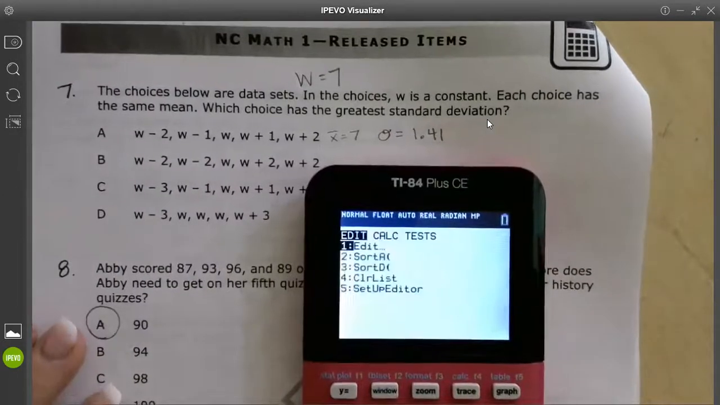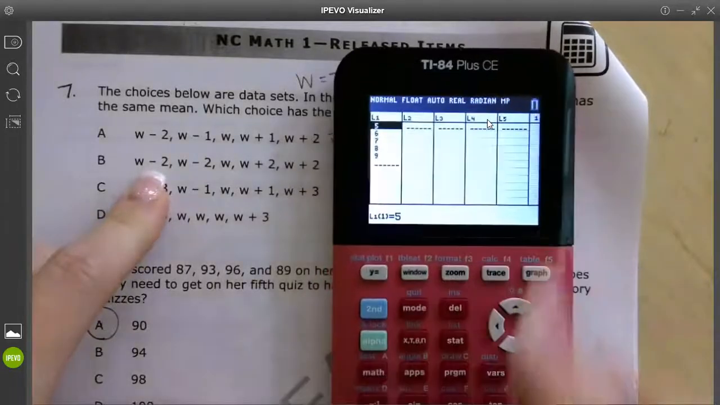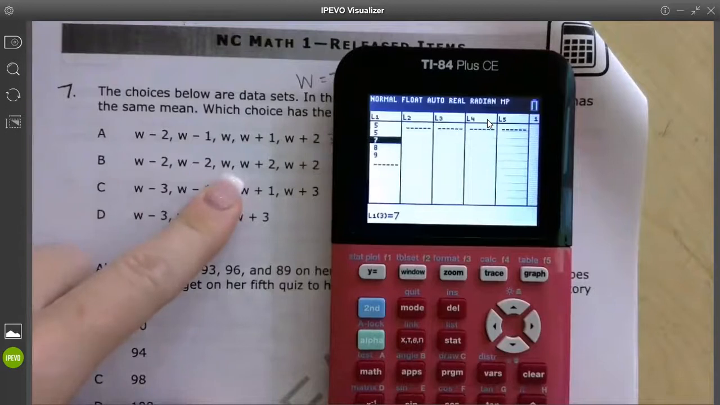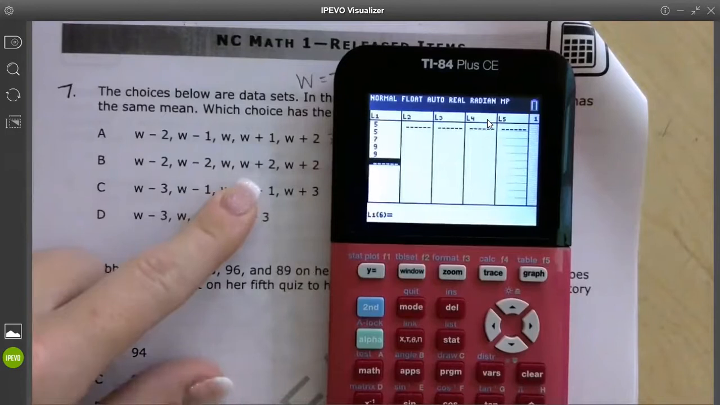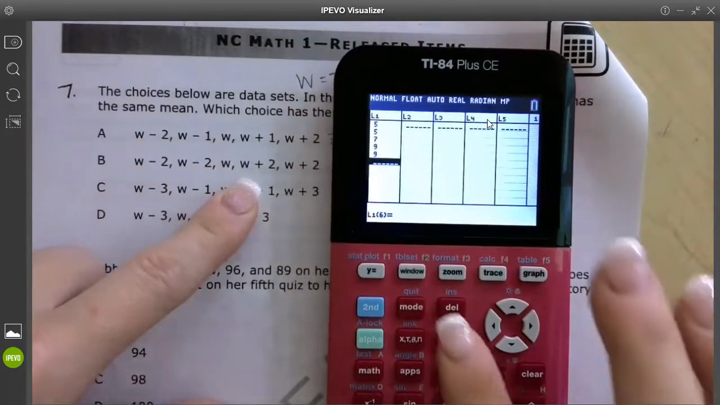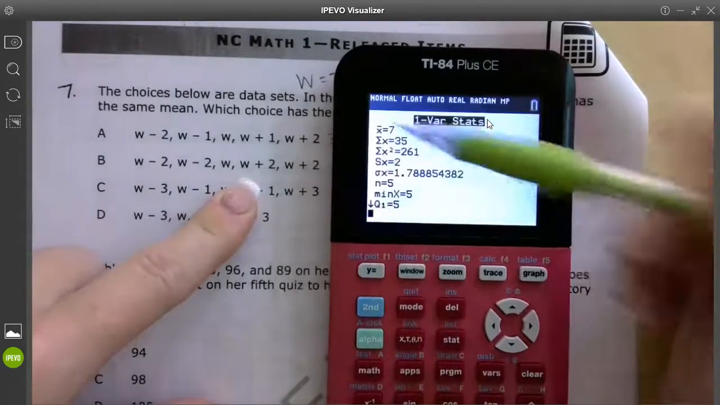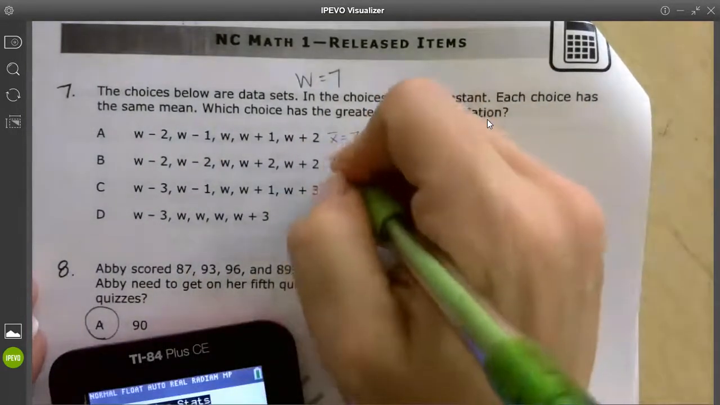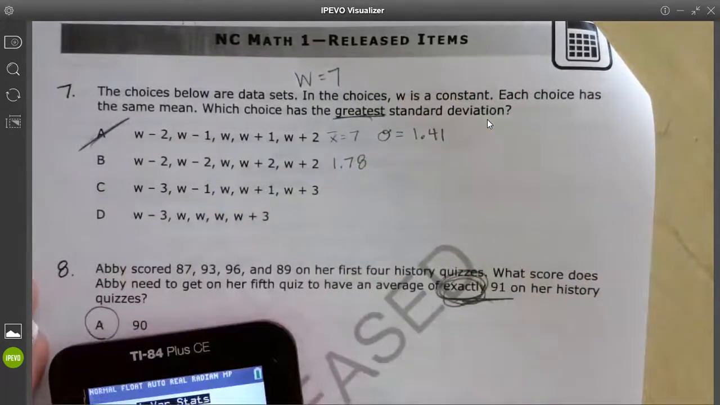So now we go back to stat and edit. We picked 7, so we're going to do it again. This one is 7 minus 2, 7 minus 2, just 7, 7 plus 2, and 7 plus 2. You can pick any number you want to, it'll all work. Stat, calc, 1-Var Stats. Our mean is still 7. Our standard deviation is 1.78. We want the greatest one, so that already eliminates A.